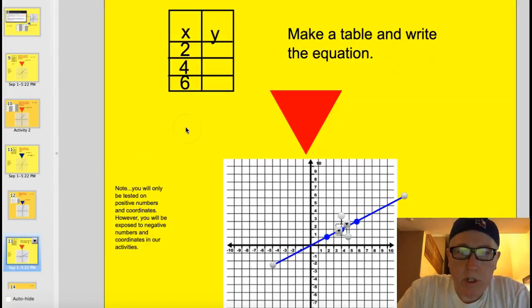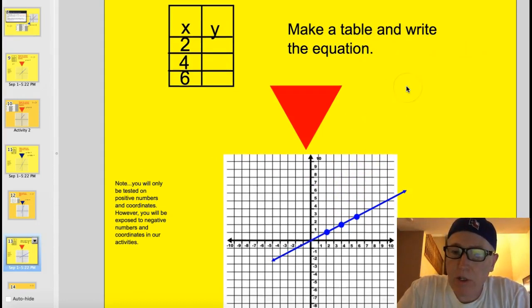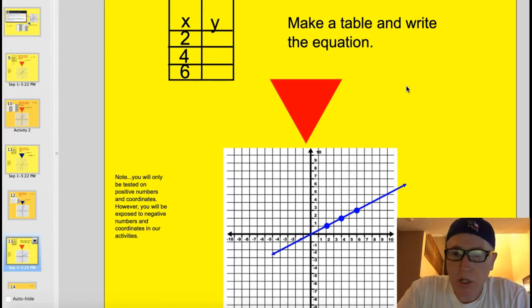The third situation is where you're given a line, and you then have to make a table and write the equation. This one may be a little bit harder, especially working here online, but let's just see if we can't figure this out. So this first point then looks like we go over 2 and we go up 1. So the y value here is going to be 1. And the next point looks like we go over 4 and up 2.